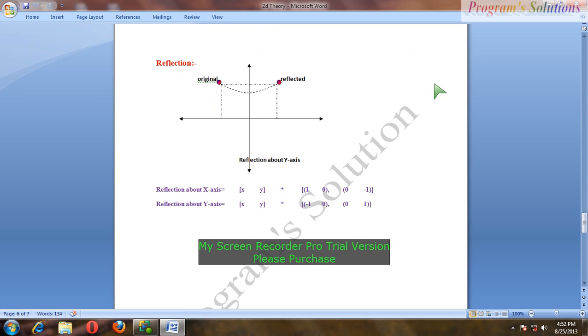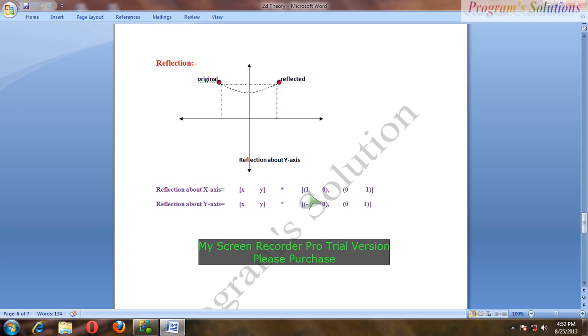Next operation is reflection. In reflection, we actually apply the mirror image. That is, this is the original image. We have got the reflected image about the y-axis. Suppose we place the mirror here, then we get the image like this. This is shown in the reflection operation.